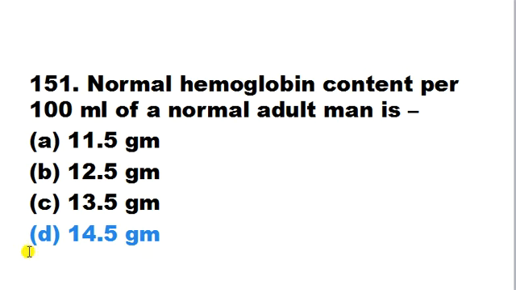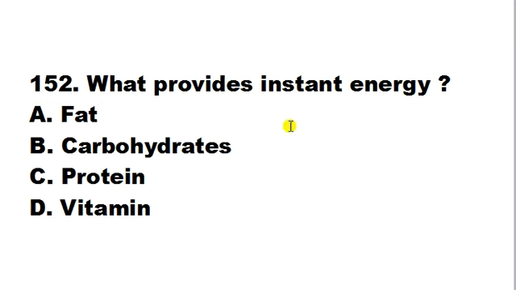What provides instant energy? Fat, carbohydrate, protein, vitamin. Here the correct answer is B. That means carbohydrate is the only molecule that provides you instant energy. It provides energy immediately in your body.